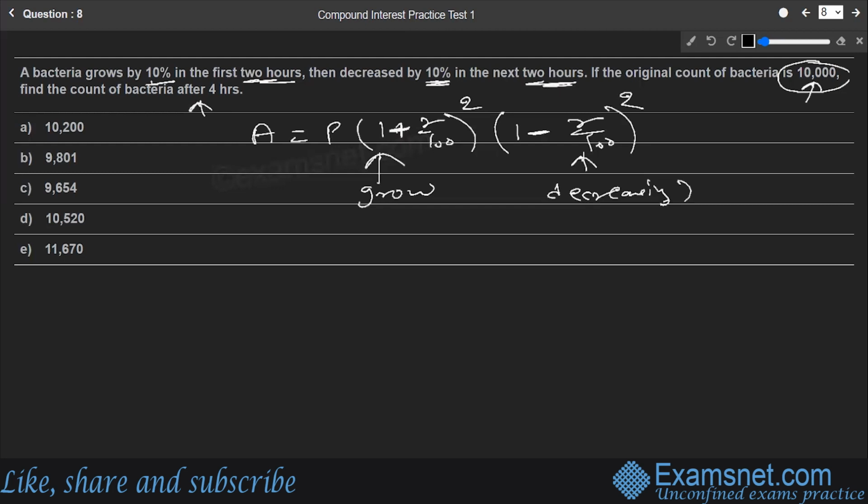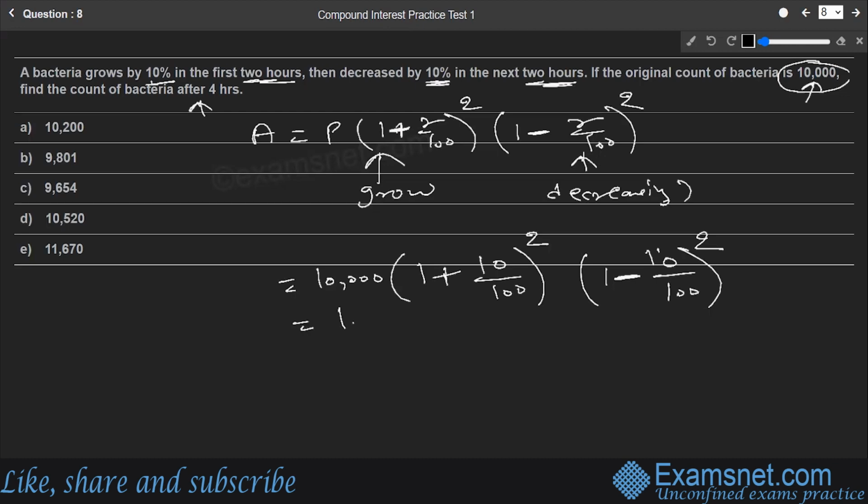Amount value will be nothing but the ultimate bacteria count. The initial bacteria count was 10,000, times 1 plus, because initially there was a growth, so we have used a plus sign. The rate was 10% initially for 2 hours, so that's why the power is 2. Then for the next 2 hours there was decrement, so a minus sign is used: 1 minus the rate of decrement, 10% again, so 10 by 100, and this also happened for 2 hours, so 2 has to be used again.